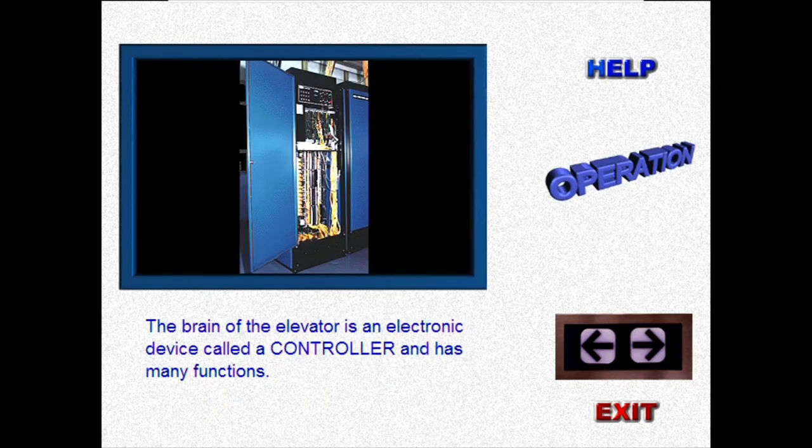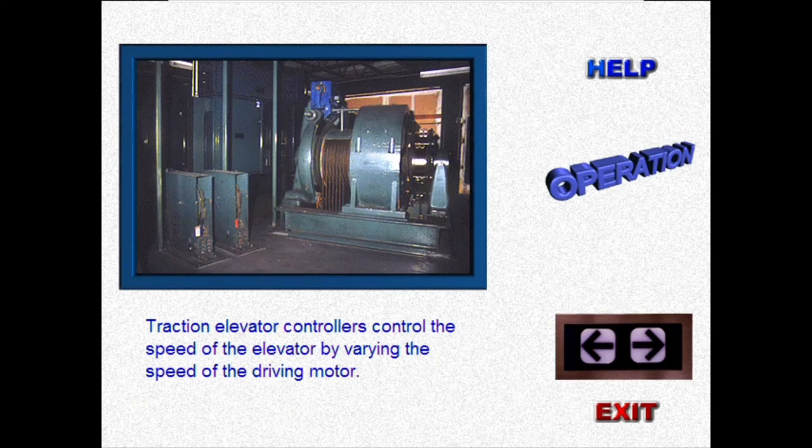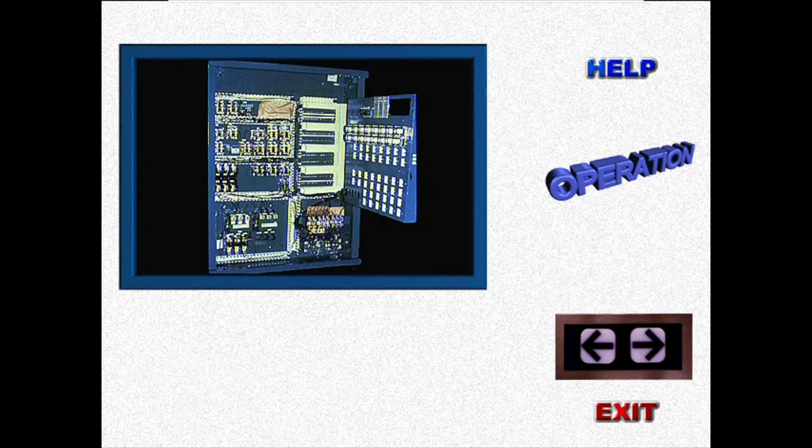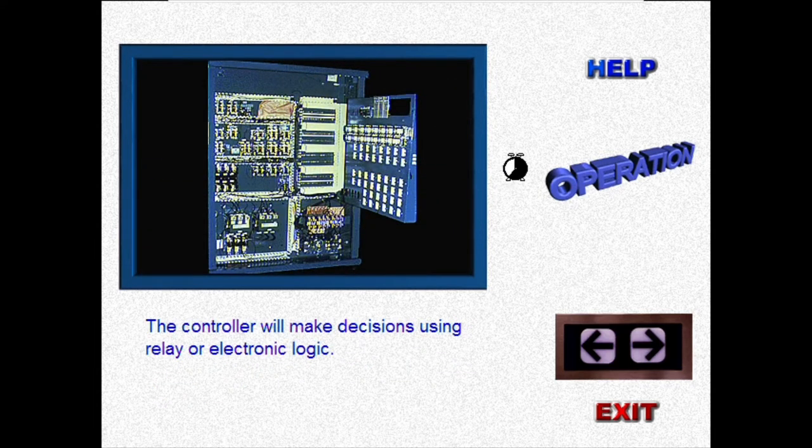The brain of the elevator is an electronic device called a controller and has many functions. Traction elevator controllers control the speed of the elevator by varying the speed of the driving motor. The hydraulic elevator controller controls the valve. The valve controls the speed of the elevator by varying the oil flow to or from the jack. The controller will make decisions using relay or electronic logic.